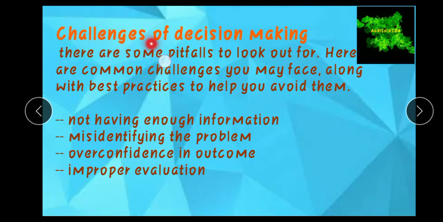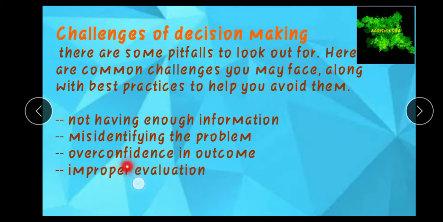Now, challenges of decision making. What are the problems or challenges that we face while taking decisions and how to avoid them? So, first thing is not identifying the proper decision. First is misidentifying the problem. We are unable to find the problem. Then second thing is we don't have enough information about the problems, and the relevant information is not present.